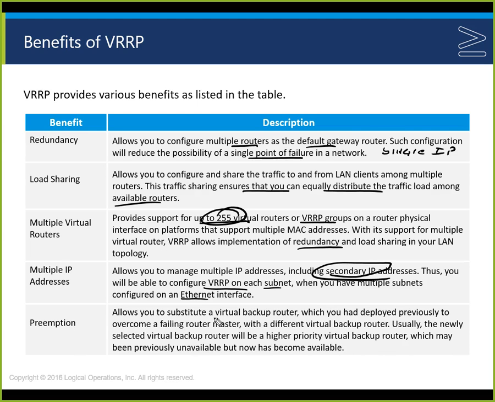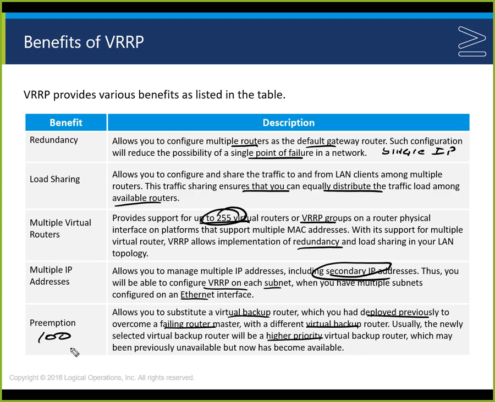Preemption: to substitute a virtual router you deployed previously to overcome a failing master router. Oh yeah, those are fancy words. It replaces it with a different virtual backup router. Usually the newly selected one will be higher priority, which may have been previously unavailable but has now become available. Preemption, we do the priorities.